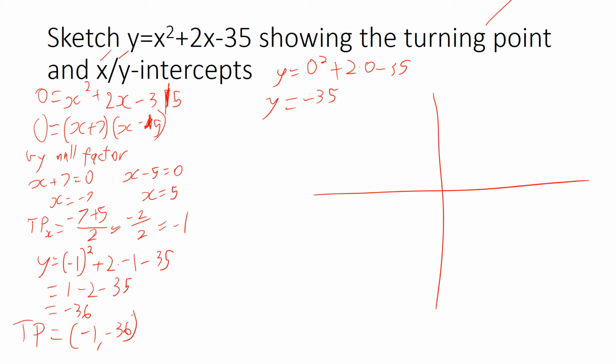So I'm going to put my important points on the graph first, so it's easy for me to keep track of them. So here's -7. Over here is +5. We'll have down here our y-intercept, -35, and we'll also have our turning point at -1, -36. Now we just need to join them up in a vaguely parabolic shape, and that's it, we're done.